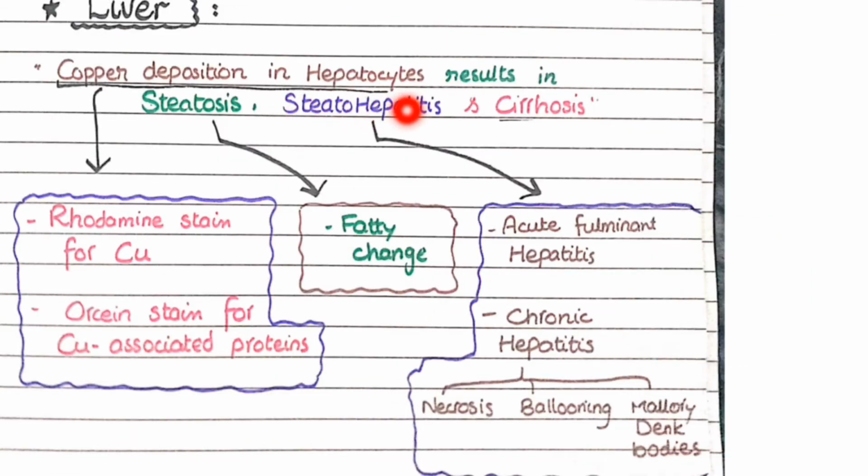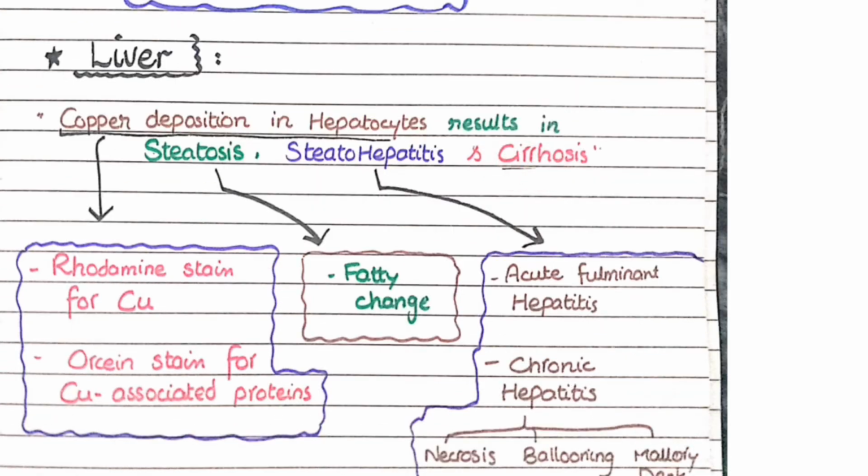Now the next keyword is steatohepatitis. This steatohepatitis caused by the steatosis can either be acute fulminant hepatitis or chronic hepatitis, and we have discussed the changes of chronic hepatitis in cases of fatty liver disease in a separate video. It is characterized by necrosis of hepatic parenchyma, ballooning degeneration and Mallory-Denk bodies, which are eosinophilic cytoplasmic inclusions.